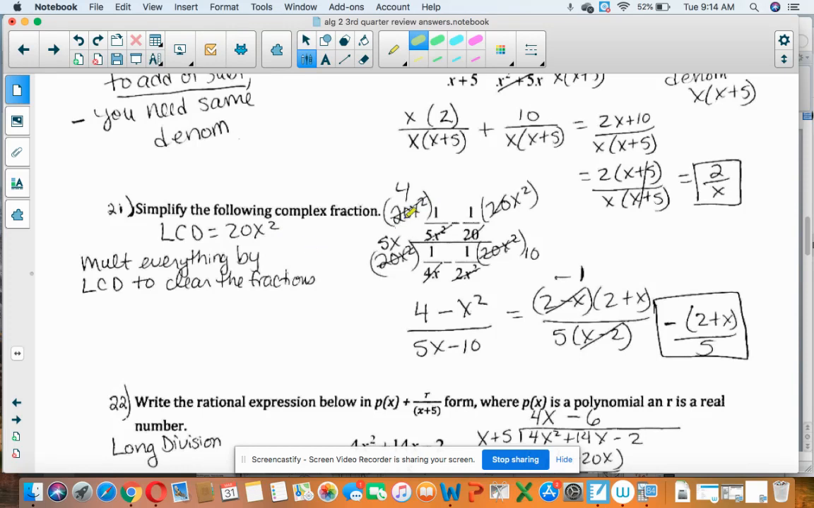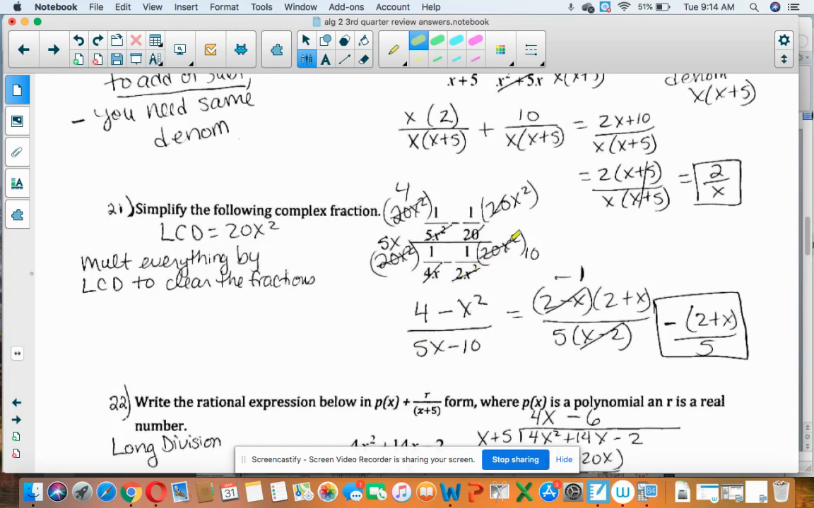So everything gets multiplied. See how I write 20x squared next to every single fraction? I do that because I'm not going to multiply it, I'm going to cancel out. 5x squared goes into 20x squared 4 times, and I'm left with 4 times 1, which is 4. 20 cancels with the 20, and I'm left with negative 1 times x squared, which is negative x squared. The 4x cancels with the 20x squared, and I'm left with 5x. 5x times 1 is 5x.